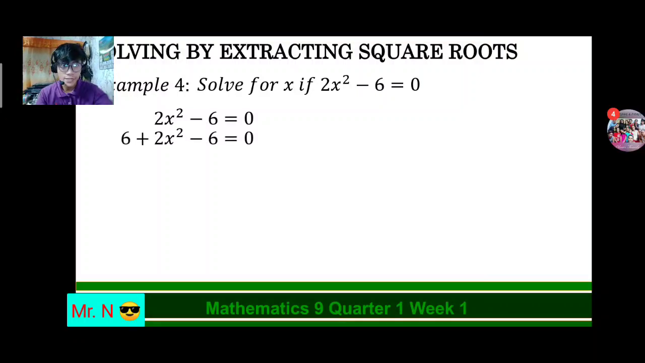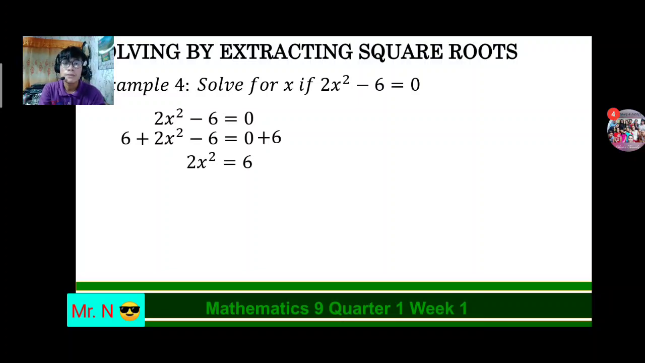Add natin sa left side. And kailangan din nating mag-add sa right side by addition property of equality. So, now, combine like terms to simplify. 6 minus 6 is 0. So, we have now 2x squared is equals to 6.